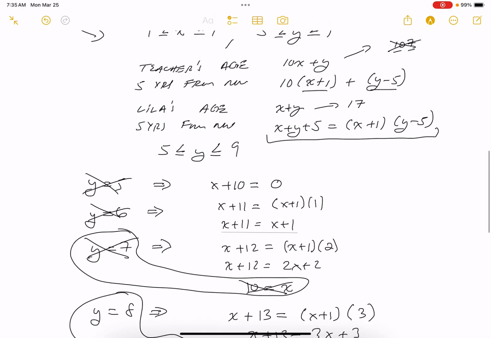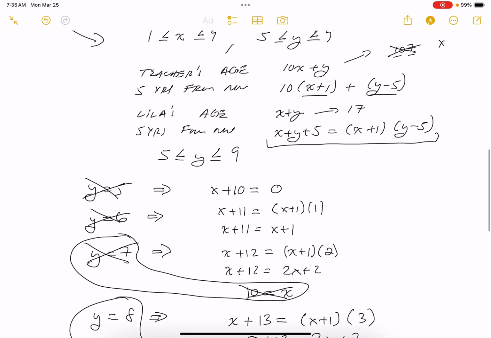5 and 8. All right, so x is 5, and the y is 8. So what's the teacher's age going to be? Present age, by the way. It's going to be 10 times 5 plus 8, 58 now. It's going to be 58. And what's Lila's present age? Well, the sum of those two digits is 13. All right? So let's talk about 5 years from now, what happens. 5 years from now, this is going to be 63. 5 years from now, this will be 18.